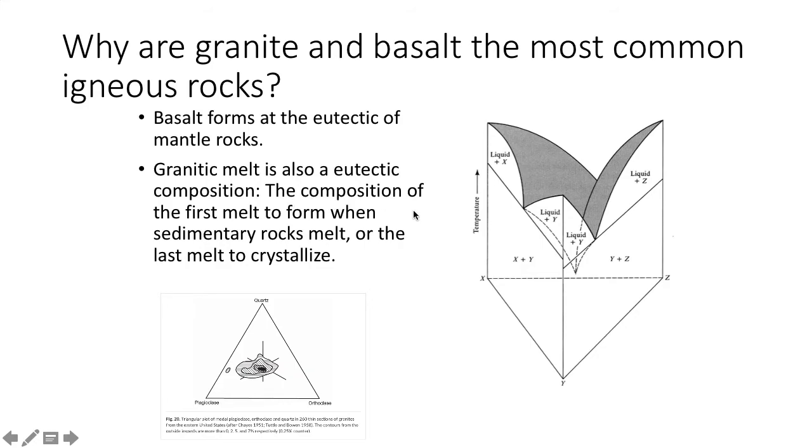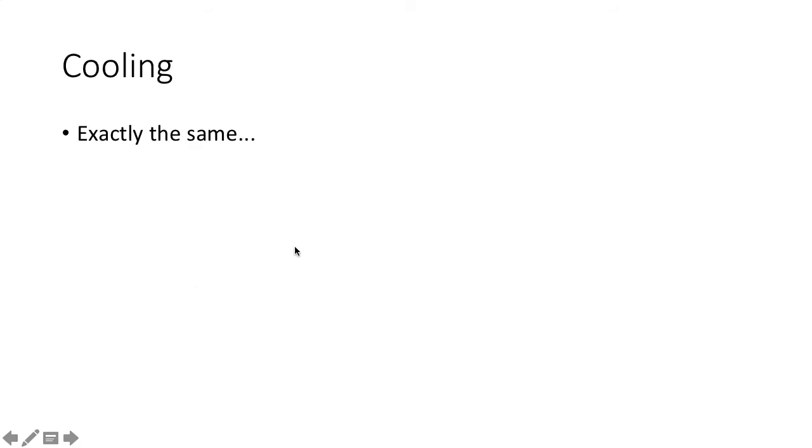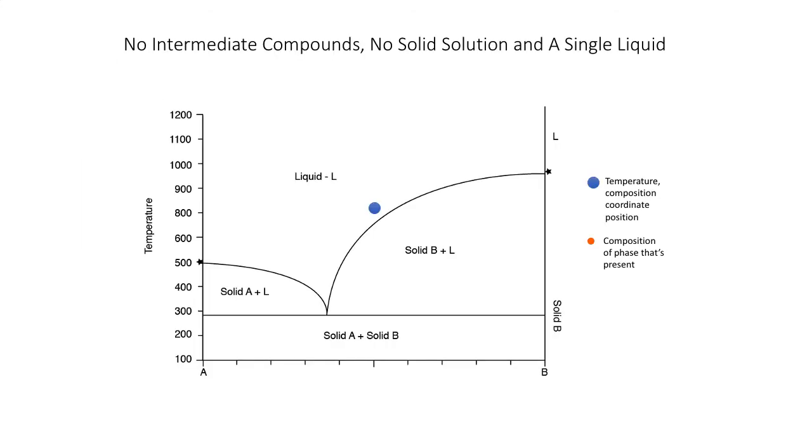We talked about the composition of the first melt to form. Another way is to think of it as the last melt to crystallize. So let's think about a cooling situation. We're going to do everything backwards now. It all works the same going in reverse.